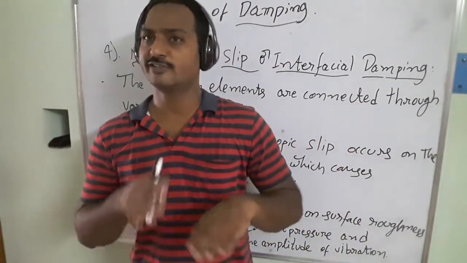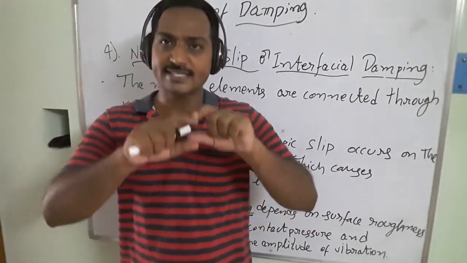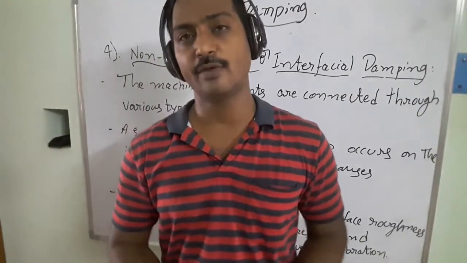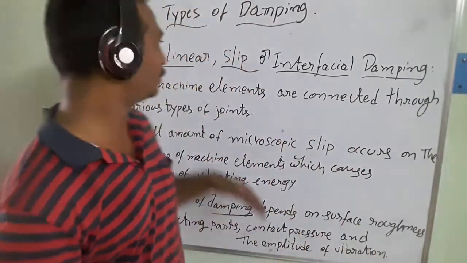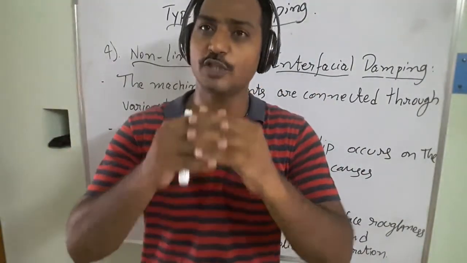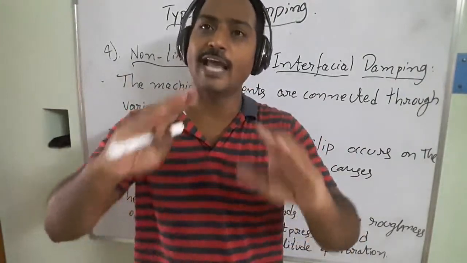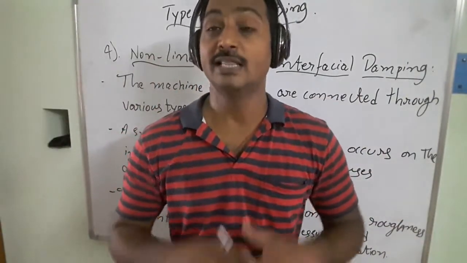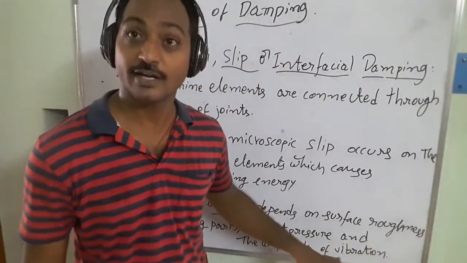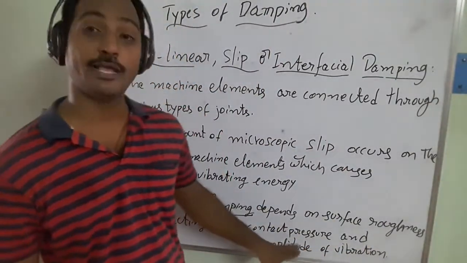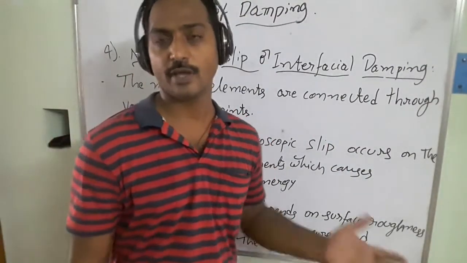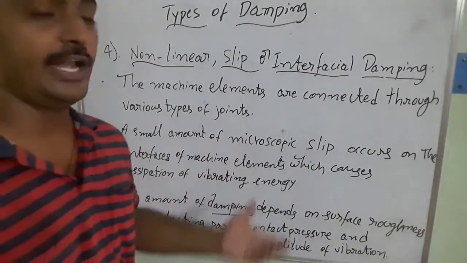In the third one, structural damping occurs within the system itself, because the damping is the inherent property of the particular system. And the fourth one is nonlinear slip or interfacial damping. In this case, because of the joints and the contact of the elements, the energy starts to dissipate. The dissipation mainly depends on the surface roughness of the joints or contact points, the contact pressure, and the amplitude of the vibrations. This way we will be analyzing the free damped vibrations.